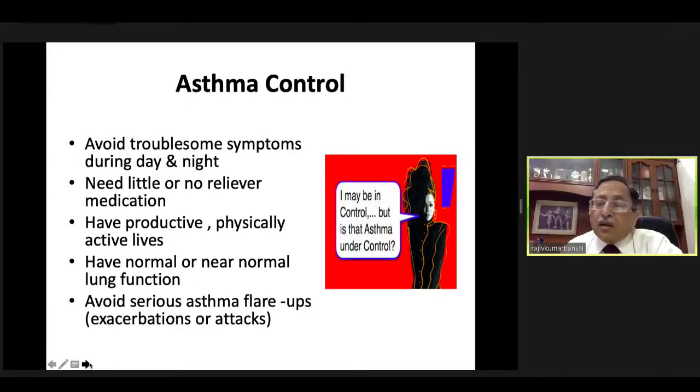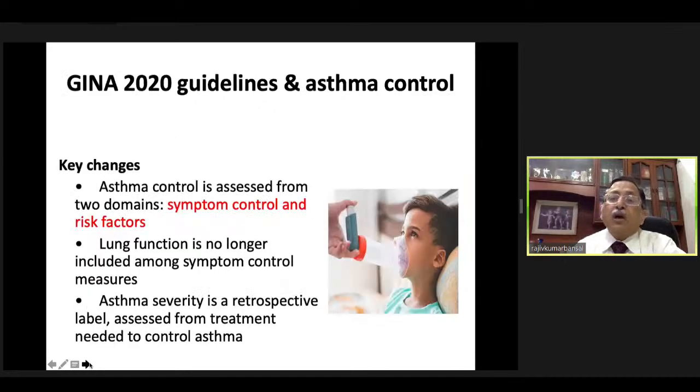So I'm getting older and I wish I'd survive for a longer period of time with a normal lung. And this can only happen if I have good asthma control and avoid serious asthma flare-ups so that I don't end up in the hospital.